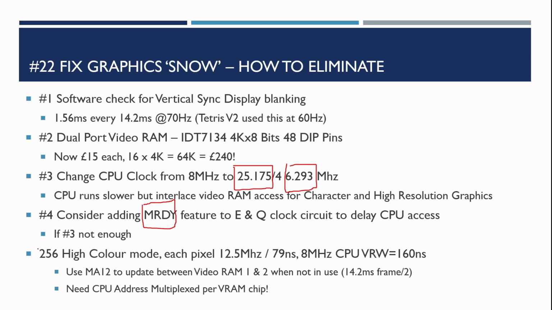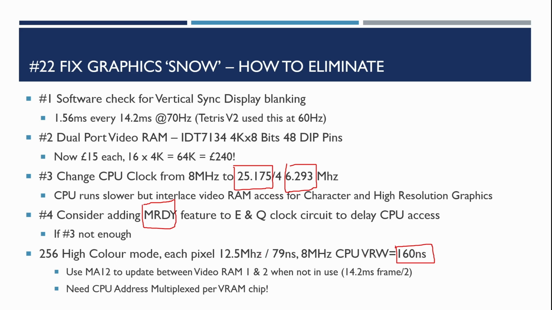We do have a slight problem here with the 256 high color mode, in that each pixel is actually running at about 12.5 megahertz. This means that each pixel is only spending about 79 nanoseconds. Even with the 8 megahertz CPU, the signal that we get out for accessing the video RAM is 160 nanoseconds wide. So really, we would have to do something very significant to try and get this high color mode to work and interlace with the CPU. I really don't think it's going to be very easy to do that.